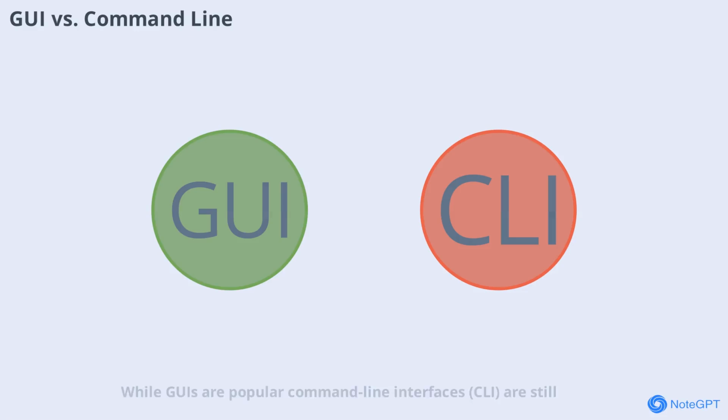While GUIs are popular, command line interfaces (CLI) are still used by advanced users and professionals. CLIs offer more control and flexibility for certain tasks, but they require memorizing commands. GUIs, on the other hand, are easier for most people, making technology accessible to a wider audience.